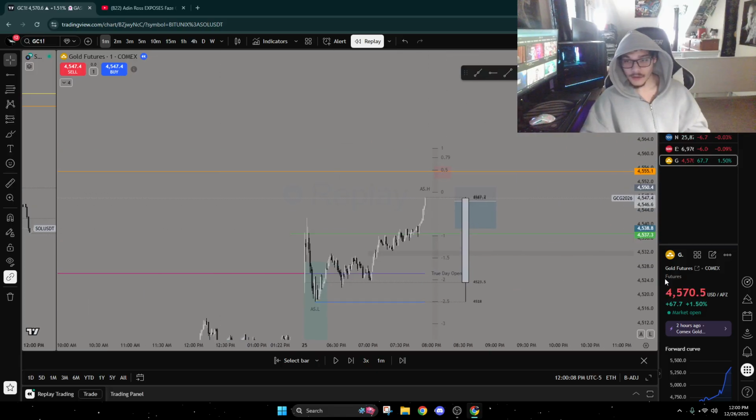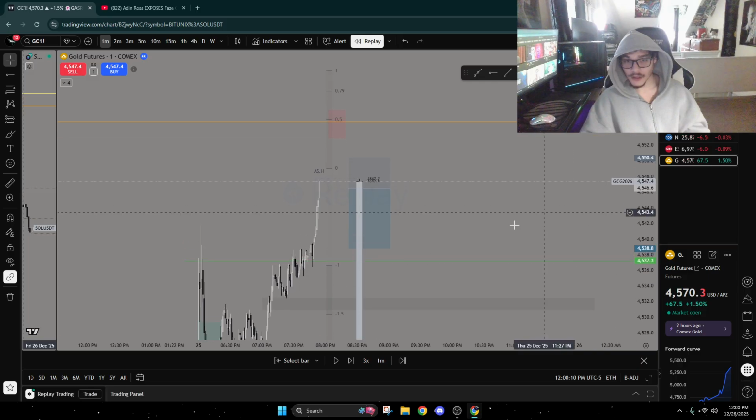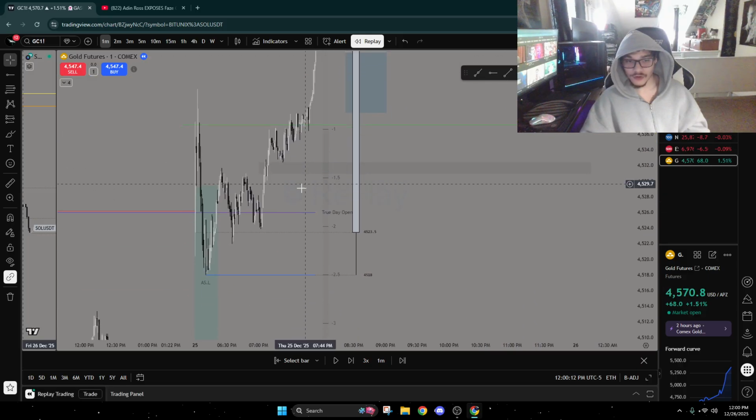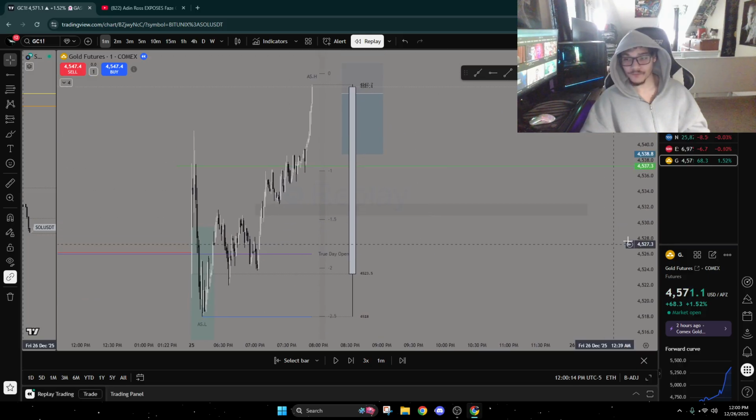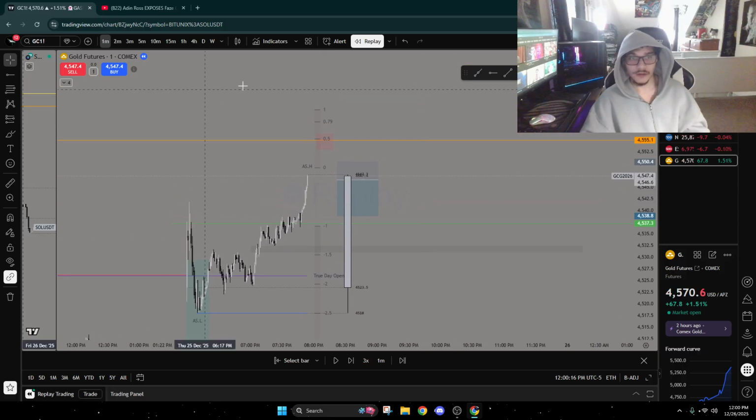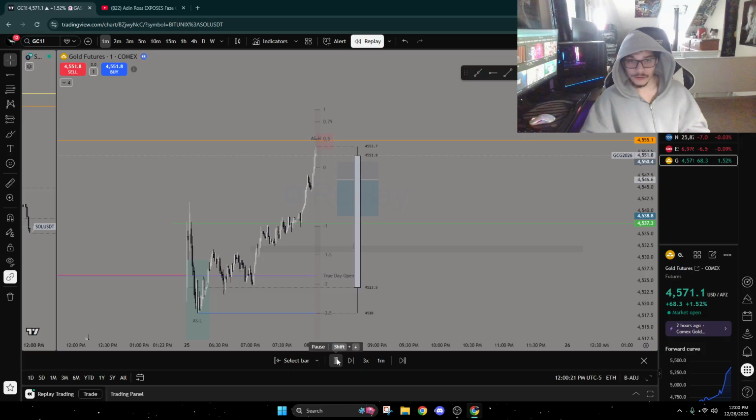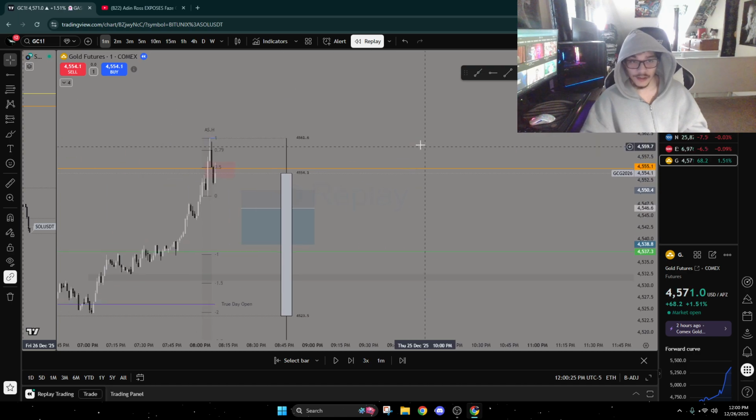So we know we have that unfilled gap, that 15-minute gap. We also know that we left a huge gap down here, and true day open, key levels, everything's down here. So let's let the market play out real quick. What's it doing? Wait for it to take out that previous day high. Bang, we take out previous day high, and then what do we do? Put in an inverse fair value gap.